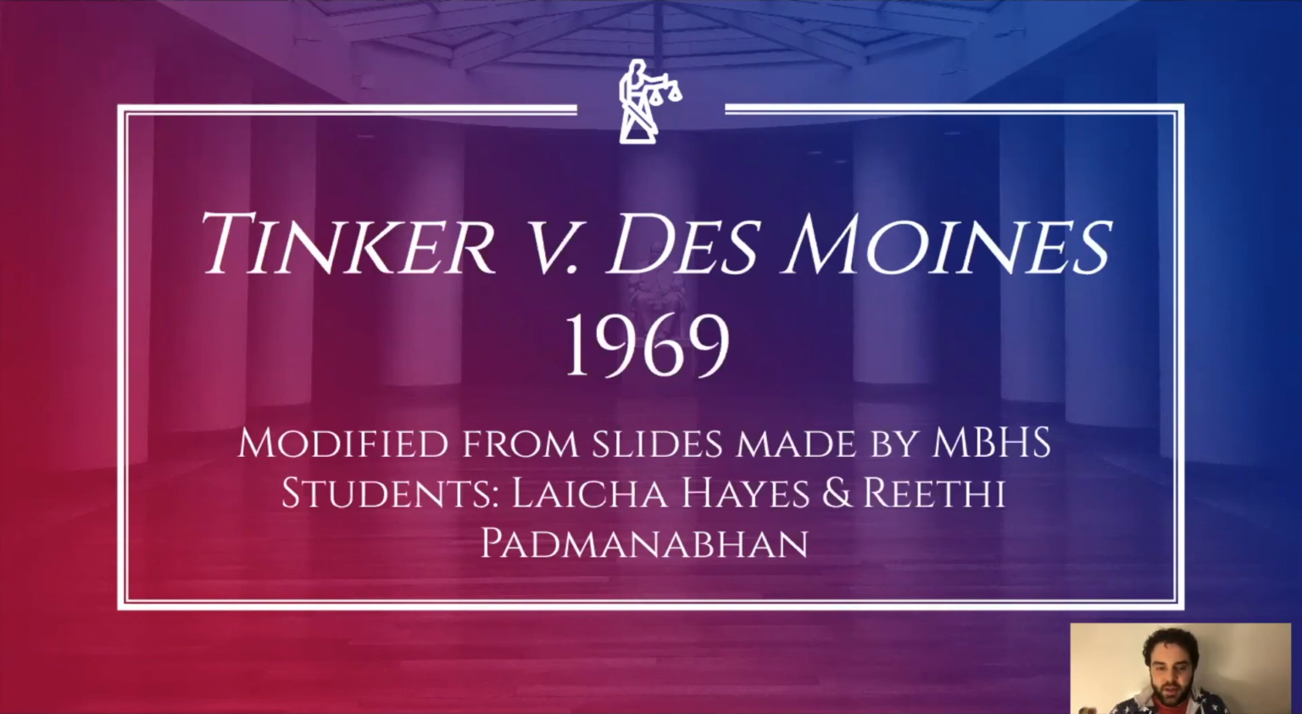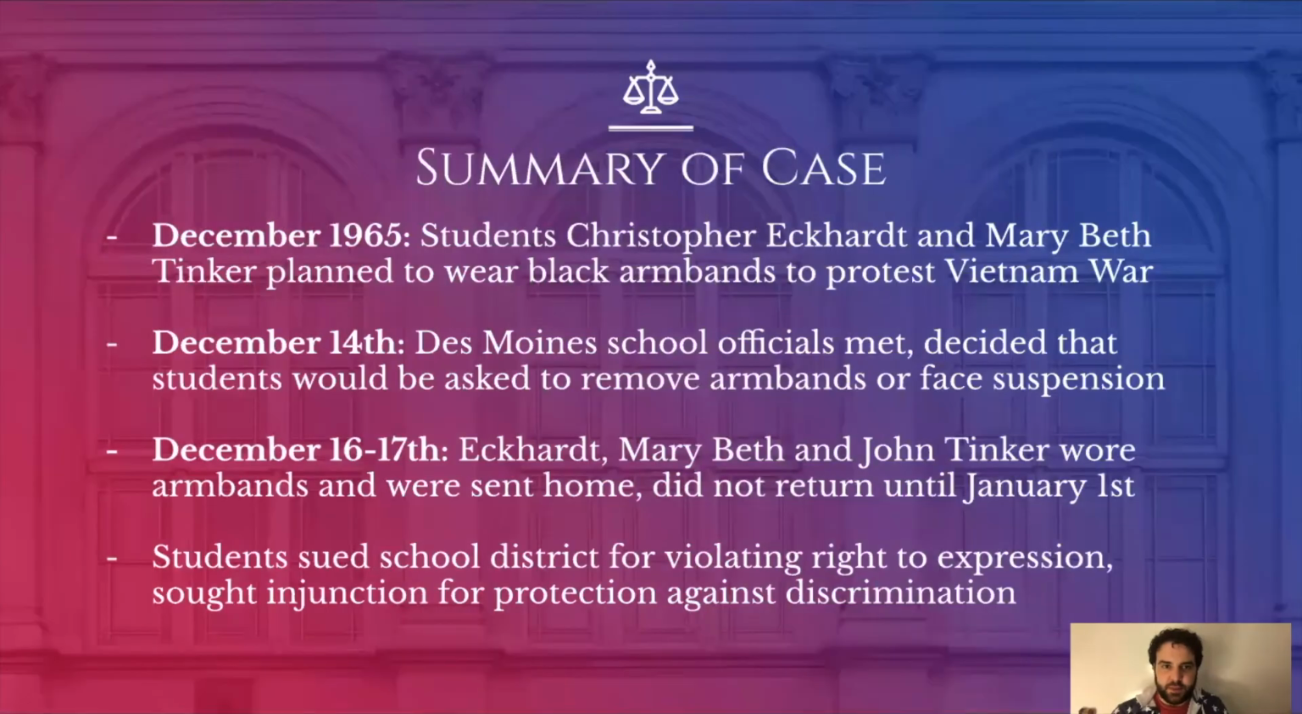This is particularly a case about student speech. In 1965, Christopher Eckert and Mary Beth Tinker planned to wear black armbands to school to protest the Vietnam War. They told others about this. It became common knowledge, and Des Moines school officials decided that students would be asked to remove the armbands or face suspension.